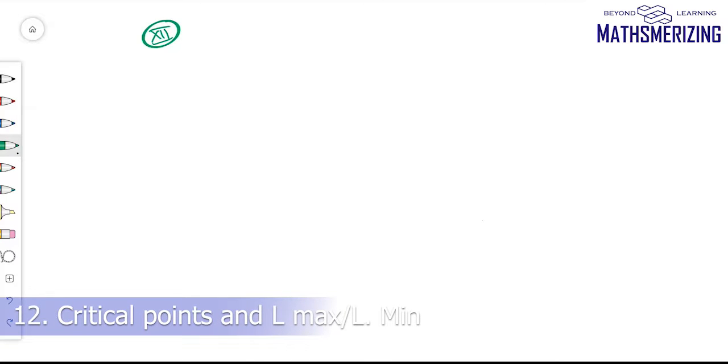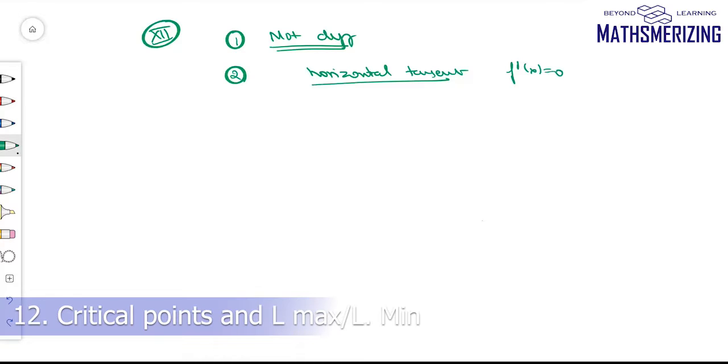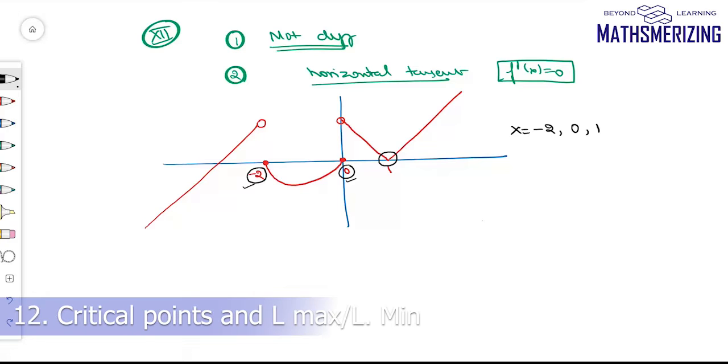Now there are two kinds of critical points. First, all the points where the function is not differentiable, and secondly, points where I have a horizontal tangent, that is the points where the derivative is 0. Say for example, this function is not differentiable at x equals -2, x equals 0, and x equals 1. So these are my first set of critical points.